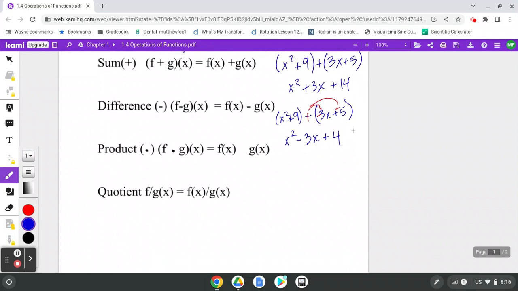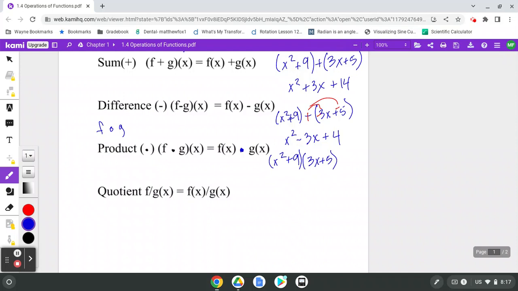This next one, that's supposed to be more of a dot. I'm not sure why it looks quite like that, but we are multiplying. When we have product, we are multiplying as long as it's filled in. Keep in mind, tomorrow we'll start to talk about what happens if it's f of g, the fog function. But for today, it is filled in. We are going to multiply. So we'll have our x squared plus 9 times that 3x plus 5.